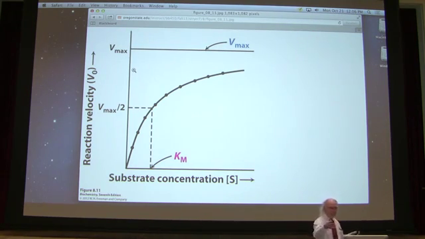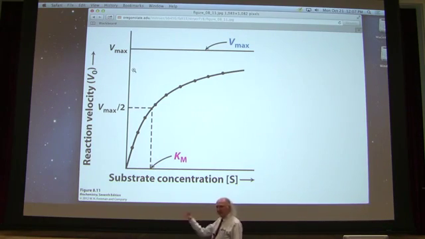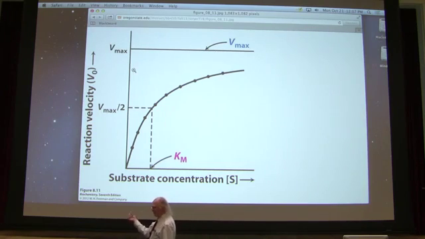Okay? I see another hand up here. Yeah? So you're saying that Vmax over 2 helps us determine the Km? So Vmax over 2, the substrate concentration that gives Vmax over 2 is the Km. Right? The substrate concentration that gives Vmax over 2 is the Km. That means Km is a substrate concentration. Get that in your head. It's not a velocity.